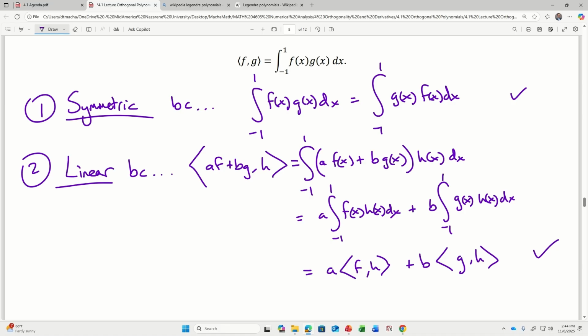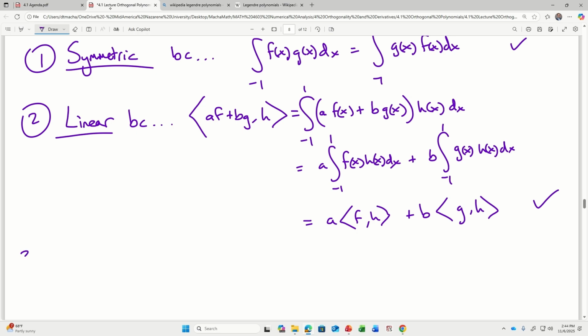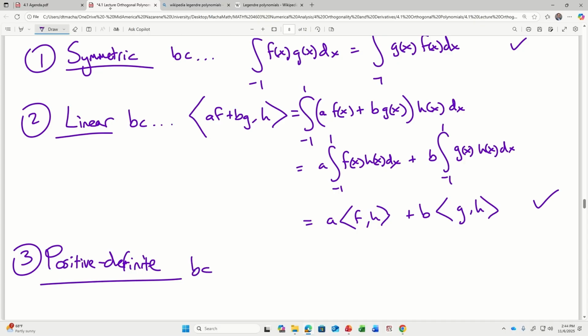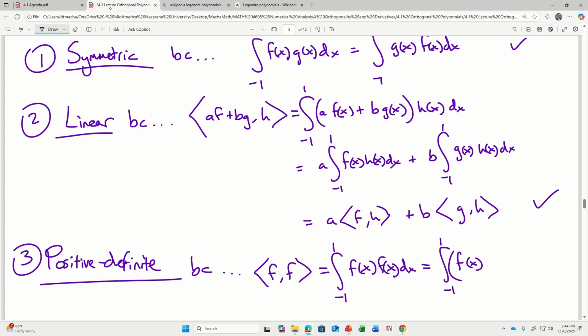So we've checked to make sure that it's symmetric. We've checked to make sure that it's linear. What was the third thing it has to be? Positive definite. And we know this is positive definite because if I take the inner product of a function with itself, that would look like the integral from -1 to 1 of f of x times f of x, which would be the integral from -1 to 1 of f of x squared.